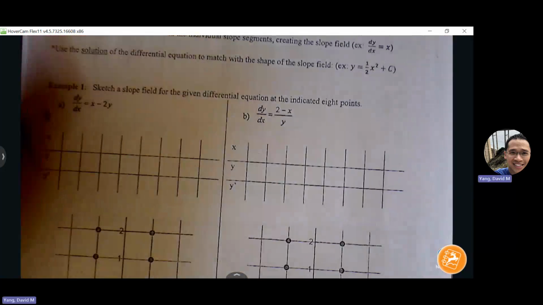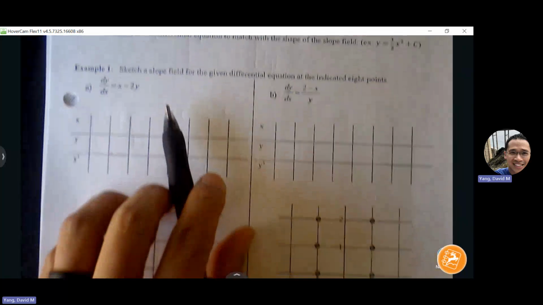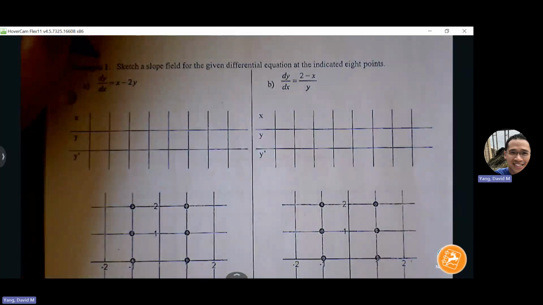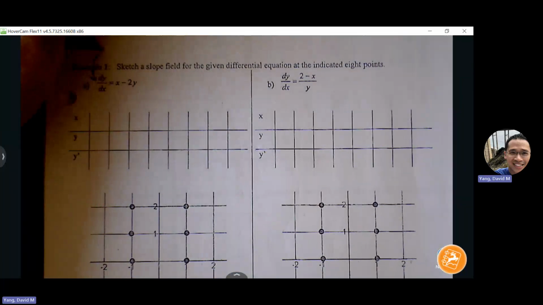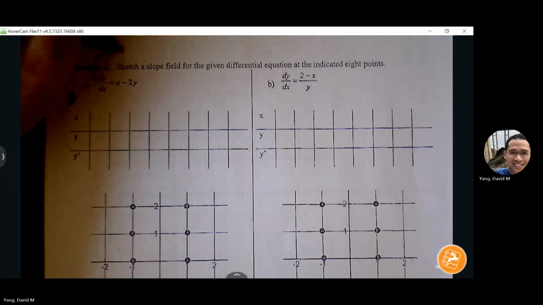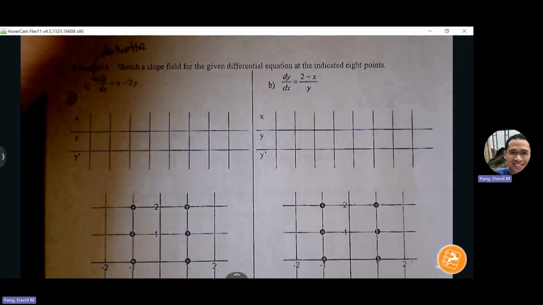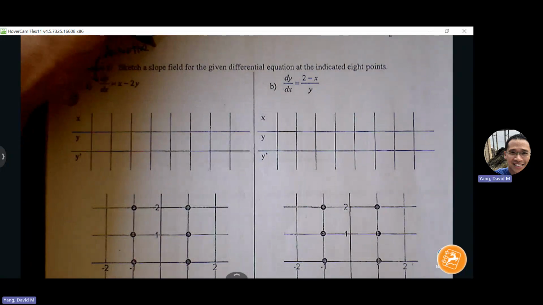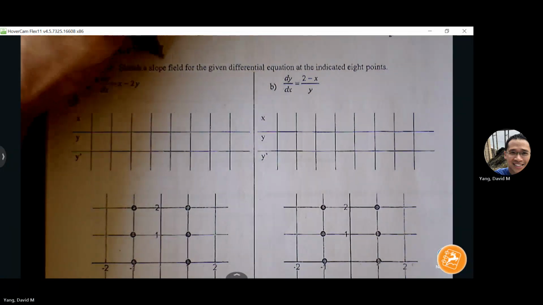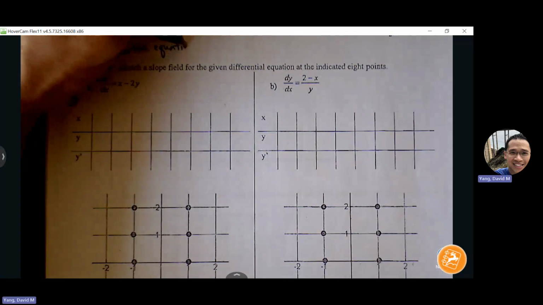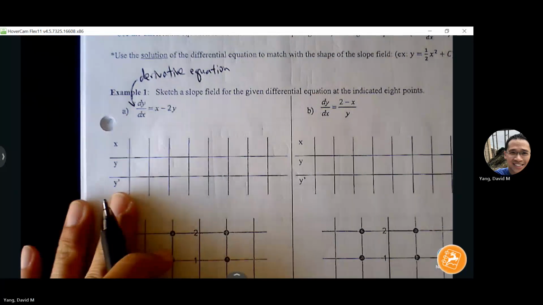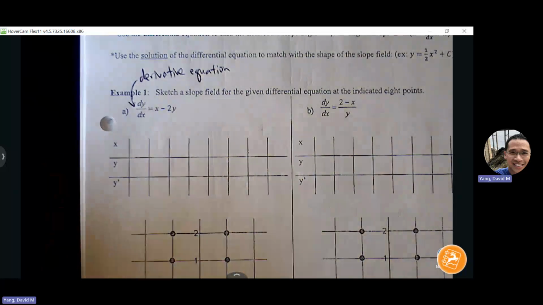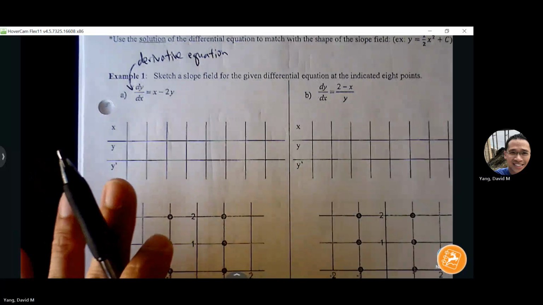So let's look at example 1 here. Example 1 says sketch the slope field for the differential equation. Now, this is a differential equation. A differential equation is just a slope formula, right? It is just a derivative equation. I don't want us to get away from the fact that we're just dealing with a derivative equation that we've seen in the past. All it does is describe the slope of a curve. If you give it enough information, it'll give you a number, and that number will tell you how steep that point is on the graph.